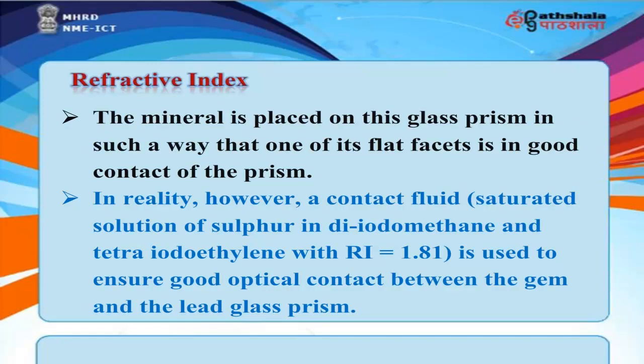The mineral is placed on this glass prism in such a way that one of its flat facets is in good contact with the prism. In reality, however, a contact fluid, a saturated solution of sulfur in diiodomethane and tetraiodoethylene with refractive index 1.81, is used to ensure good optical contact between the gem and the lead glass prism.